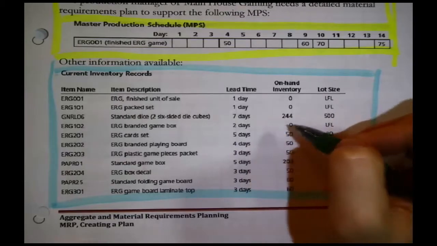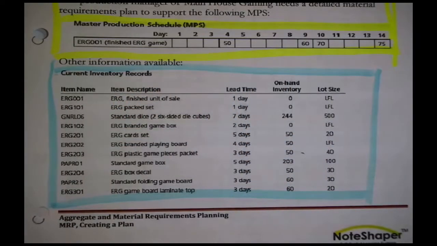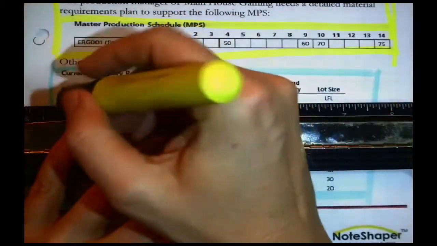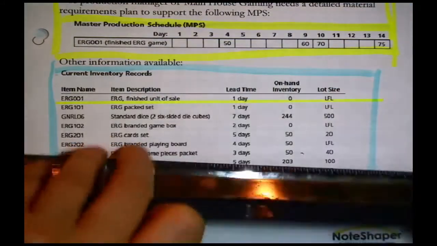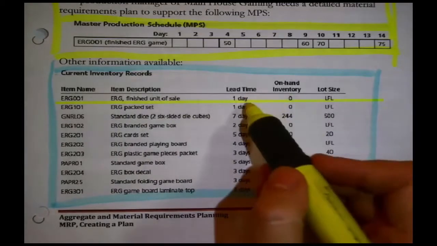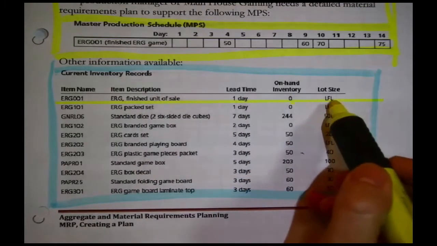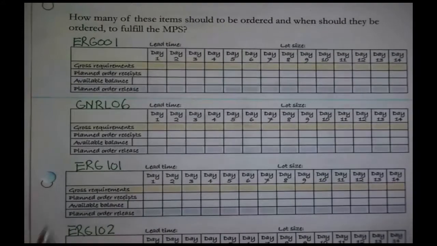Oh, all right, like for instance, notice that this right here across the top of our inventory records is that finished good, ERG001, and I'm told some interesting information about it. I mean, not just its description. Yeah, that's the finished good. But it says the lead time's 1 day. There isn't any on-hand inventory right now, and the lot size is LFL, or lot for lot. All of that has a home here.